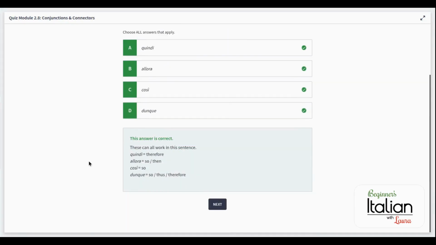So these are all correct. These can all work in this sentence. Quindi, meaning therefore. Allora, meaning so or then. Così, meaning so. And dunque, meaning so, thus, or therefore.